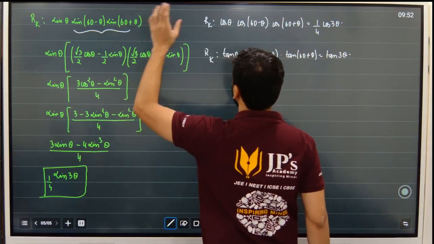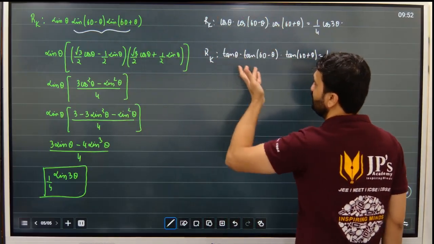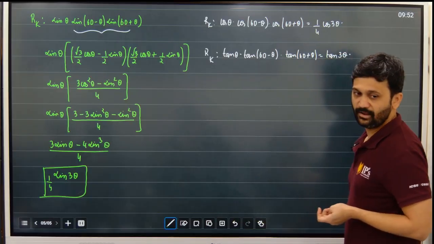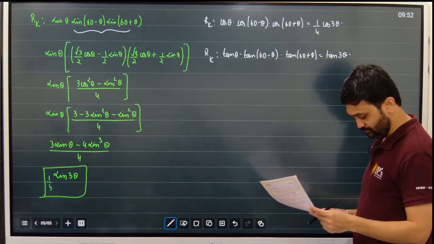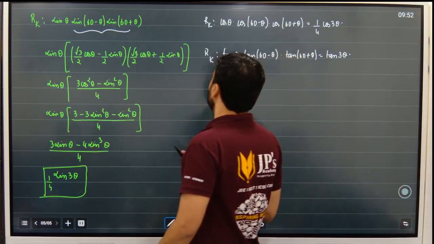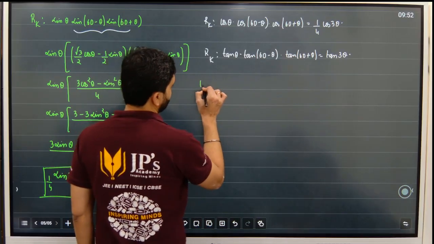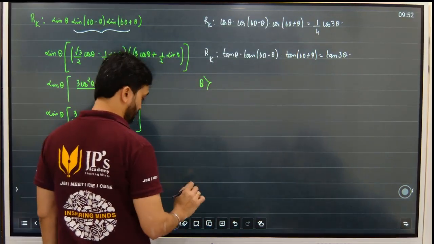So sometimes what they do is they are very sly. They will give you this upon this. In other words, it is nothing but tan theta into tan(60 minus theta) into tan(60 plus theta). 1 by 4 will not come, everything else will be the same. Okay, this is a favorite question, and people do it by a lot of methods.